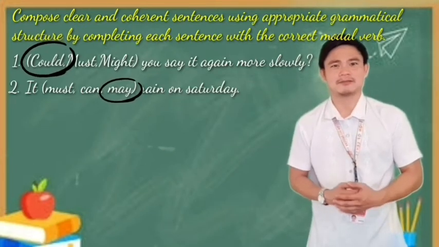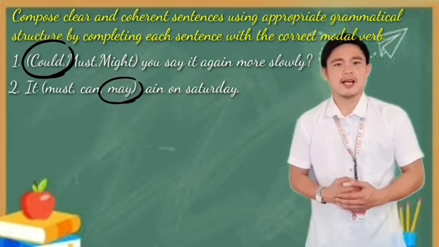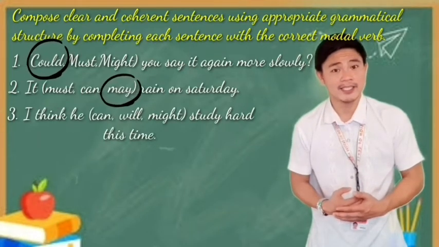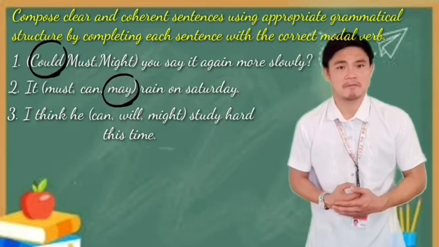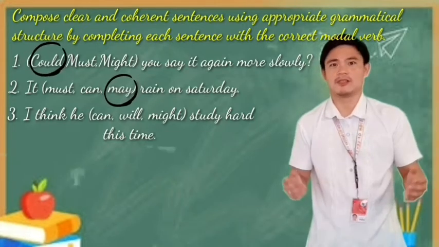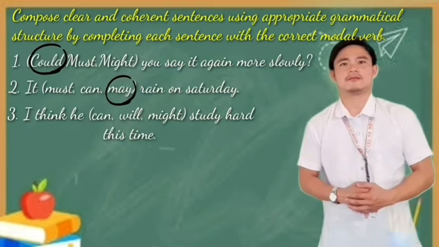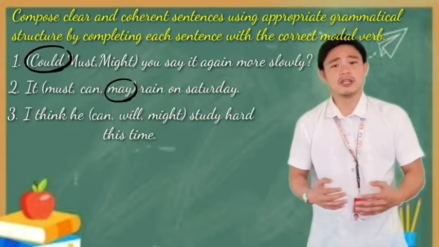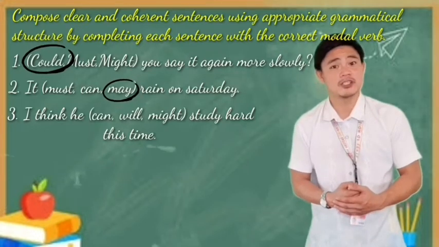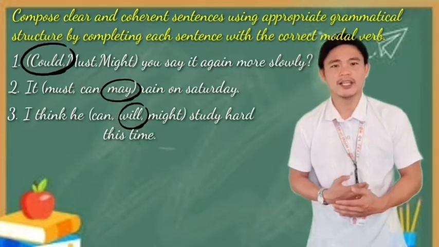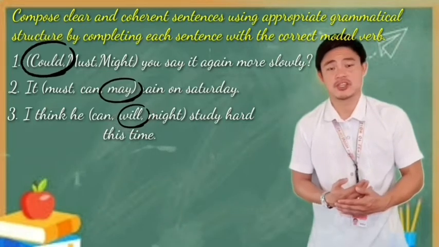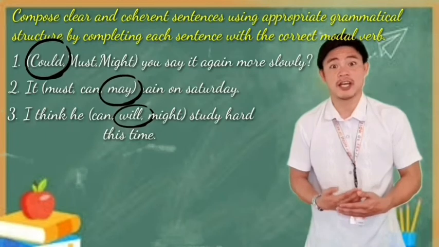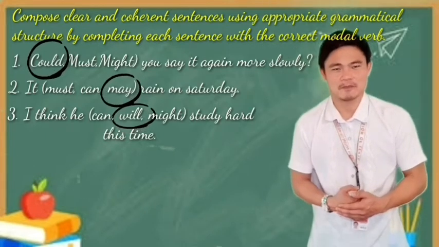Sentence number 3. I think he can, will, might study hard this time. What is the modal verb? The modal verb used in sentence number 3 is will, and will expresses prediction. The speaker is predicting that he will be studying hard this time.